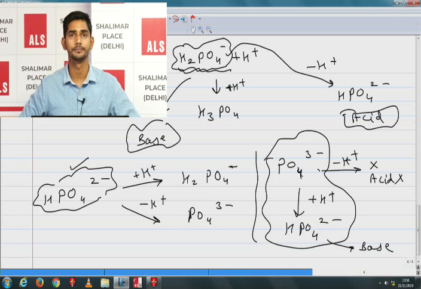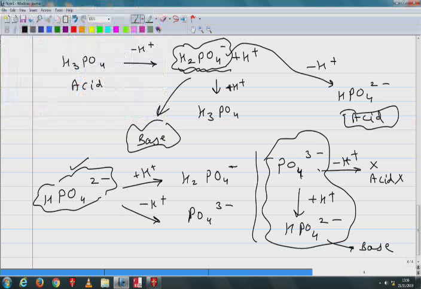Now clear? Now clear to everyone? Or still got some doubt? Just correlate this one with the H2O. That H2O can accept as well as donate H plus. Okay? Okay.